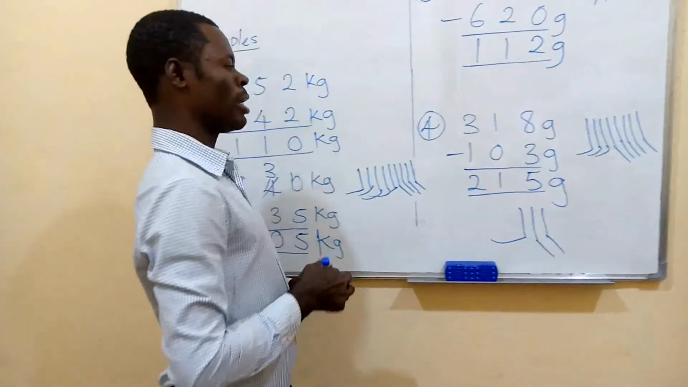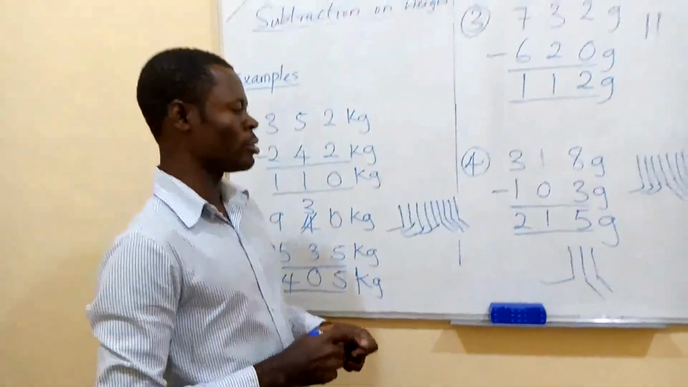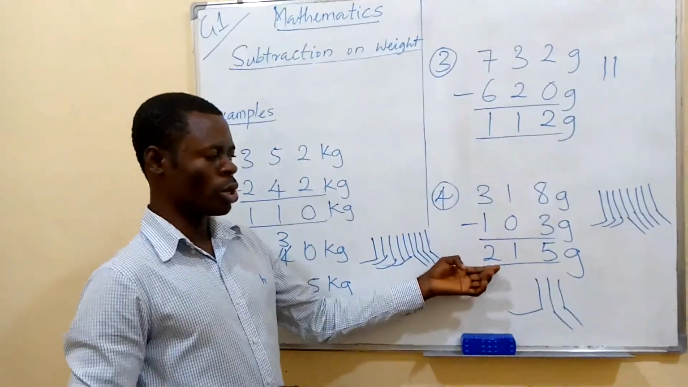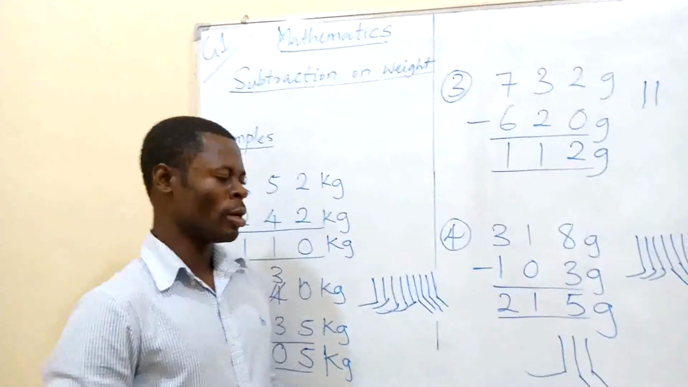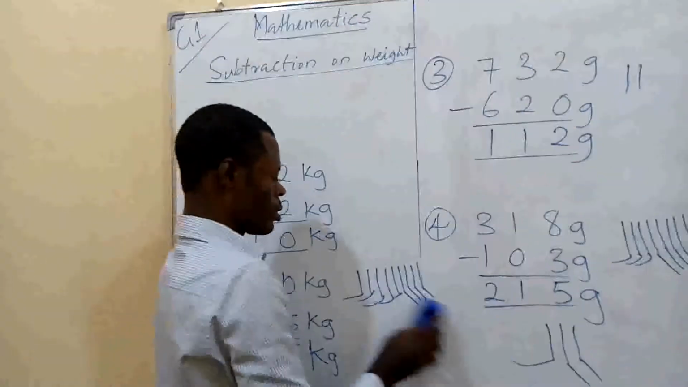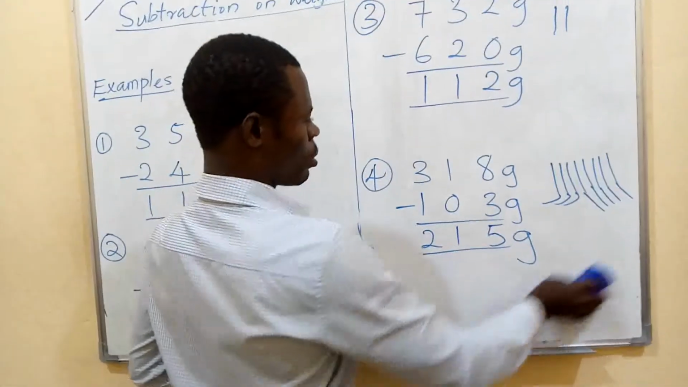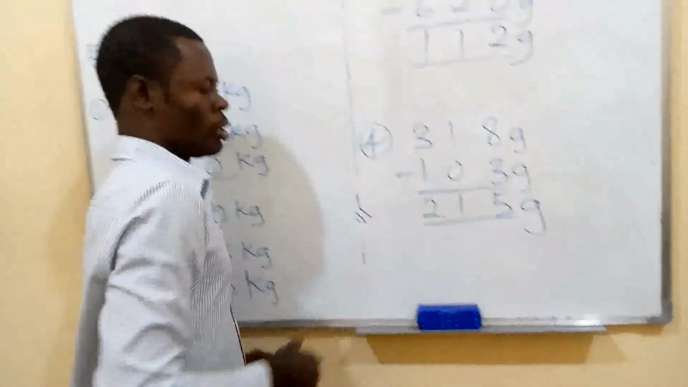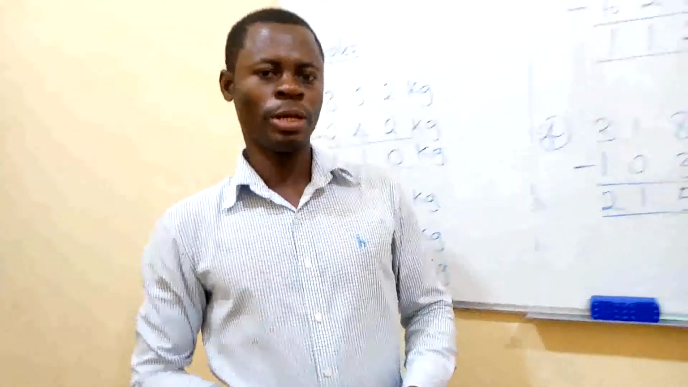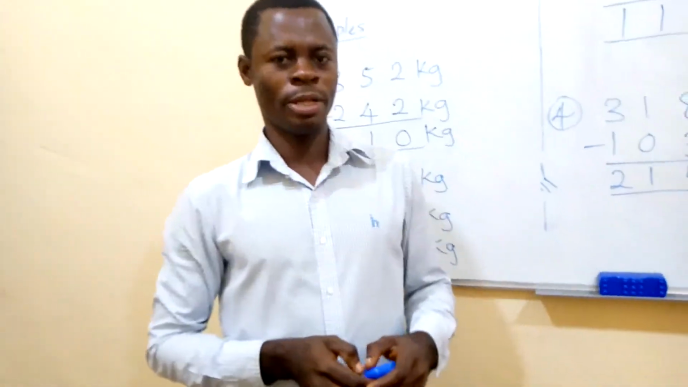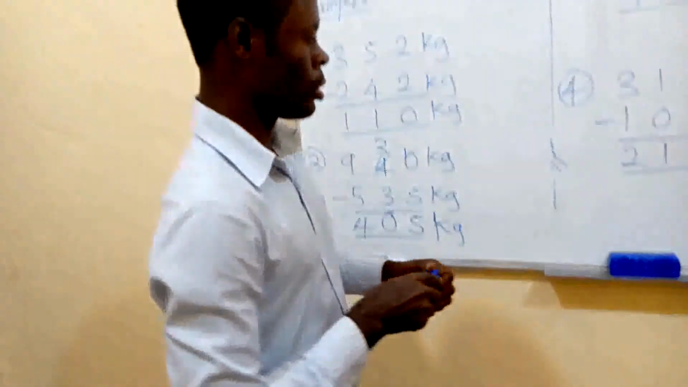So 318 grams minus 103 grams gives us what? 215. I guess you've been following what we have been doing. So we are going to call it a day at this point, but I'm going to give you just a few assignments. Please ensure you do them.